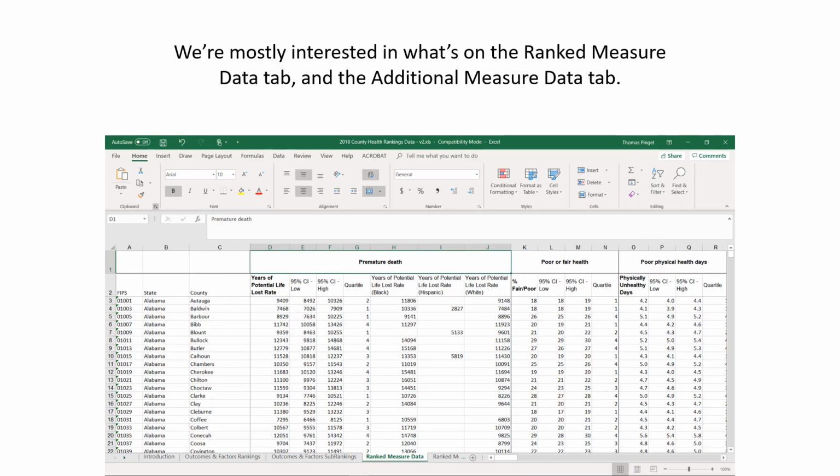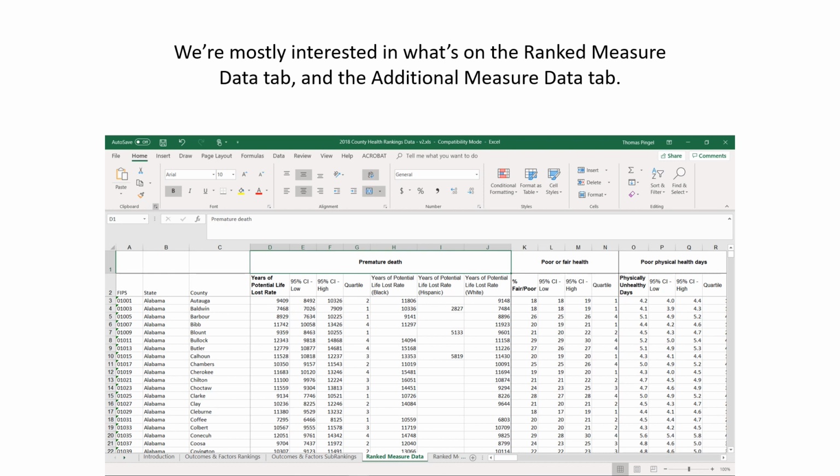This is what that data looks like. We're mostly going to be interested in what's on the ranked measure data. You can see that the structure of this looks something like this. Our top row is an aggregate category. So we're looking at one that's for premature death. Each row corresponds to a county in the data set. Each row has a FIPS code, a state, a county, and then values for these different variables.